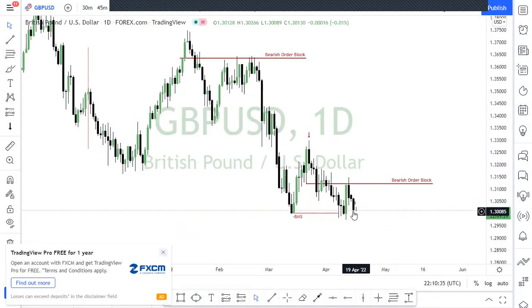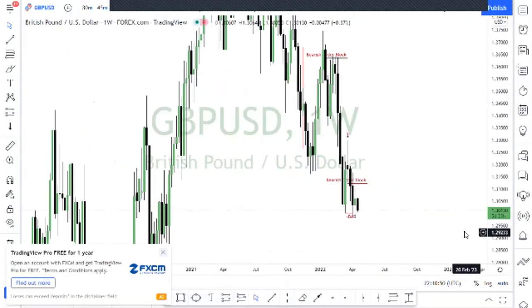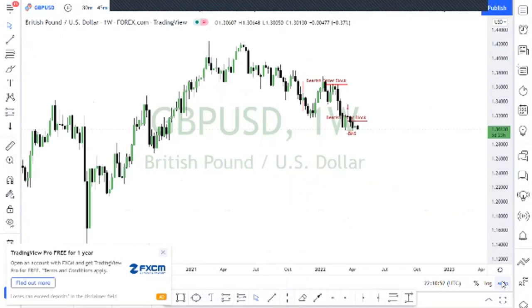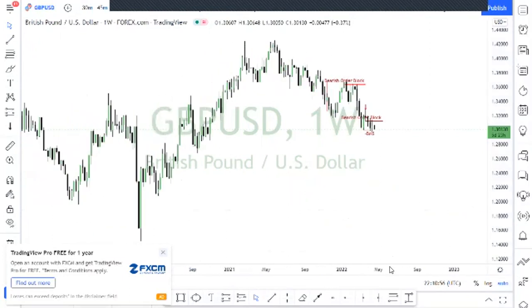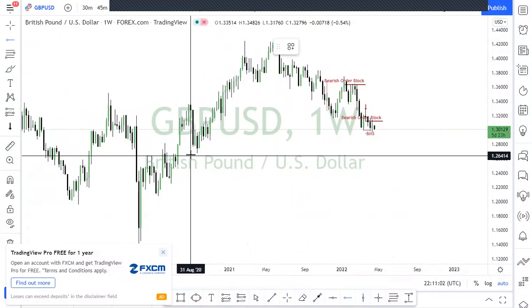So if DXY should continue its bullish move, this bearish order block would drive price to sell for a long period of time. But let me try to guess the level to which GBPUSD is sold to, if we are to sell, market cycle.